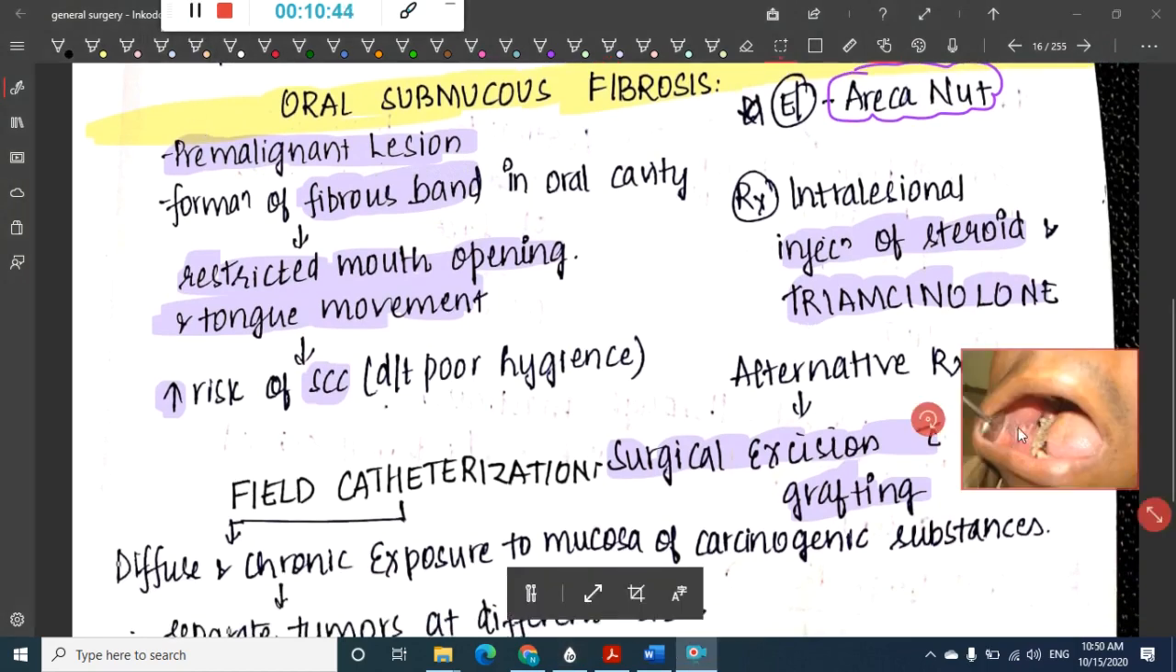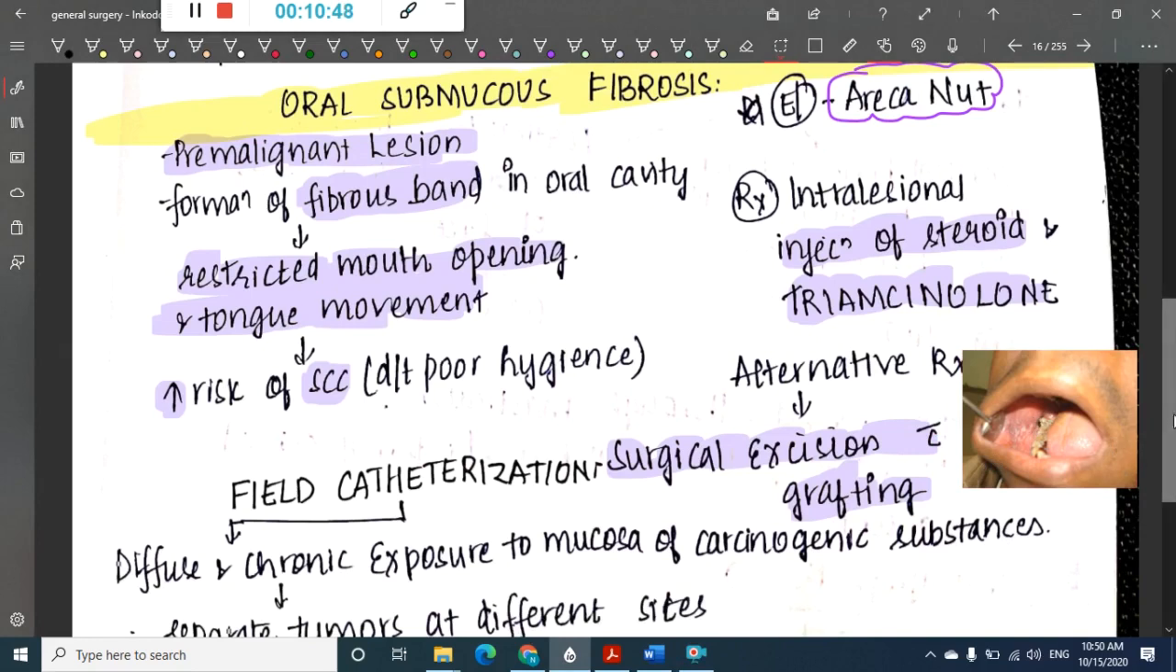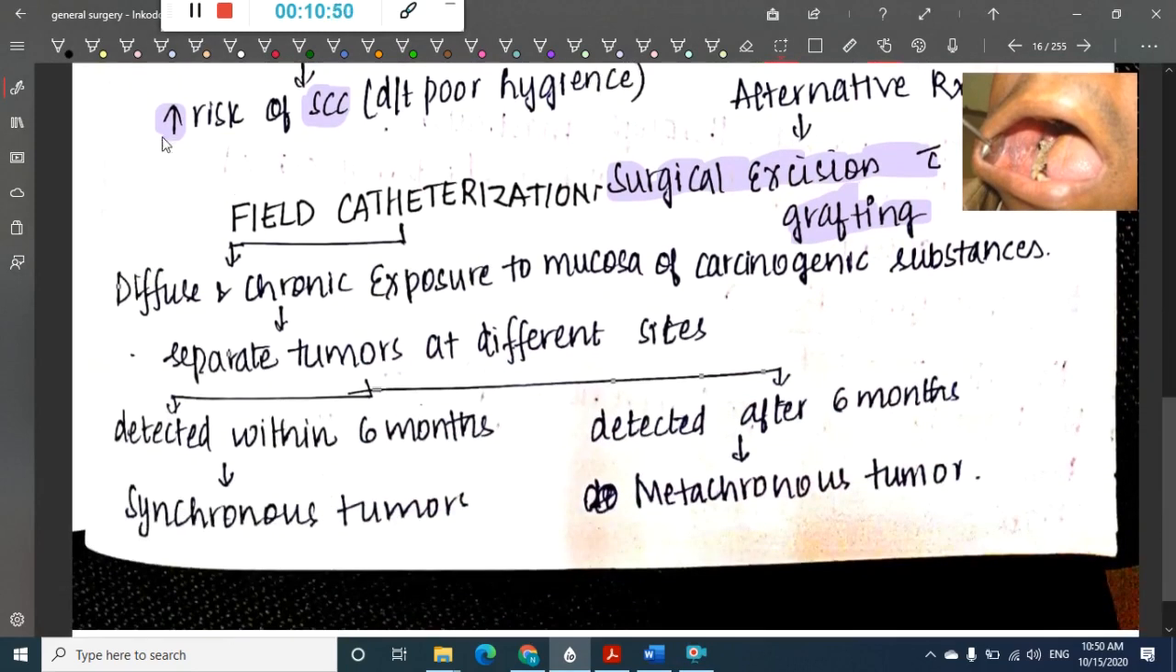So these are the submucosal fibrosis seen in oral submucosal fibrosis. Then after this we have something called field cancerization. So what is this field cancerization? This is diffuse or chronic exposure. Here there is diffuse or chronic exposure of the mucosa to carcinogenic substances.